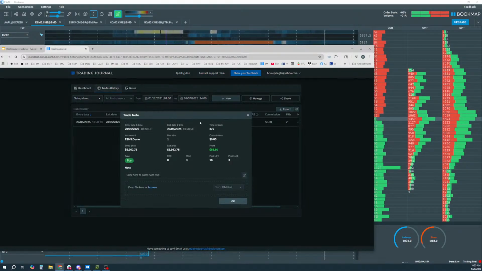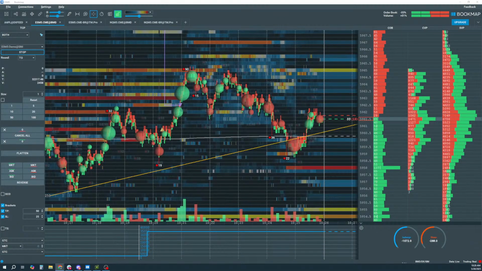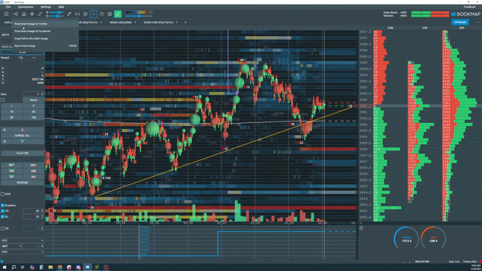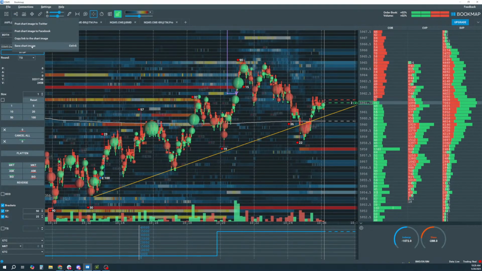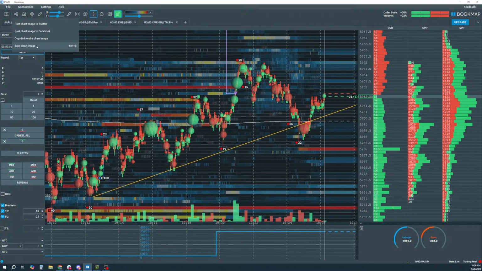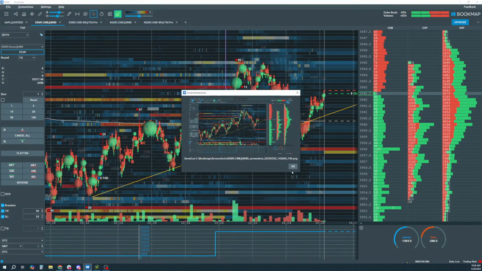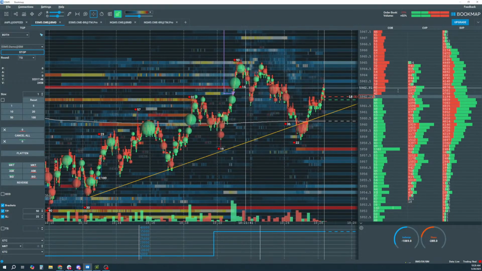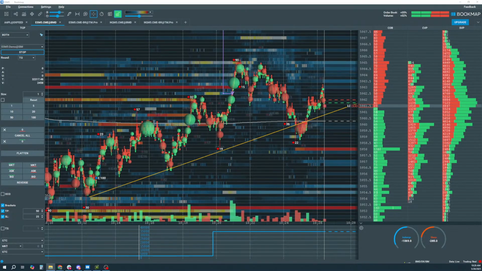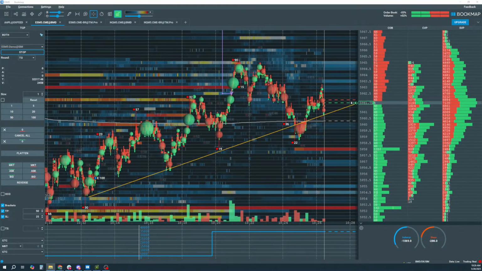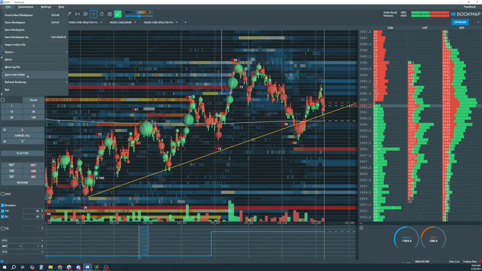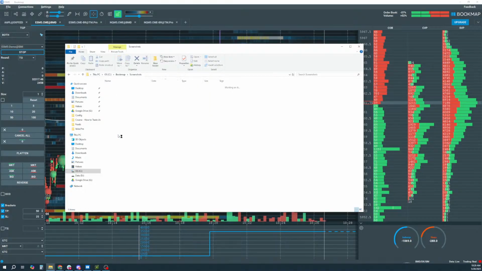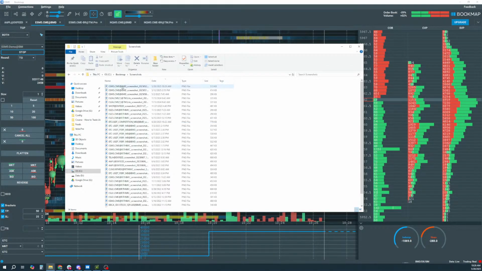Let's click on it. And I can now also take a screenshot here of this setup. I'm going to take a screenshot here, and I'm going to just save it here. It's saved in my screenshots folder in my Bookmap C drive. I'll open that back up from my user folder up here. Screenshots. And here it is here.